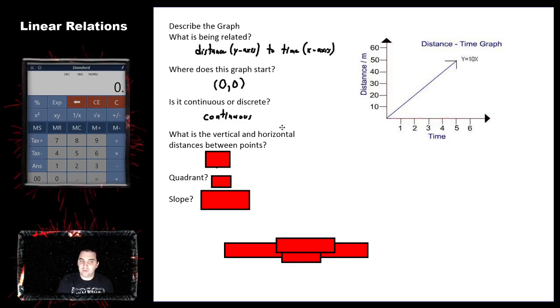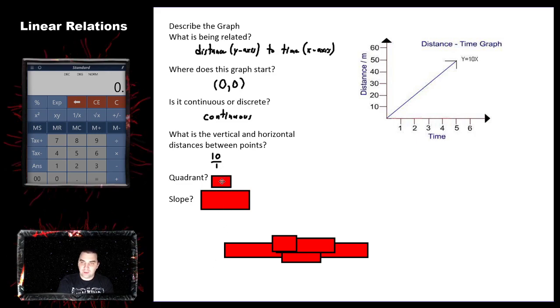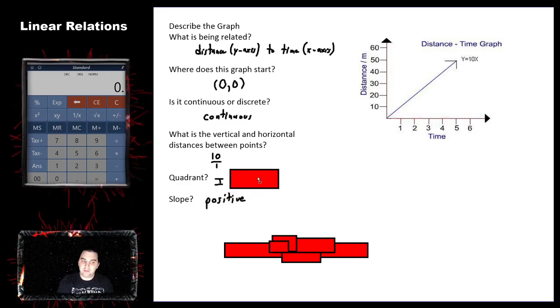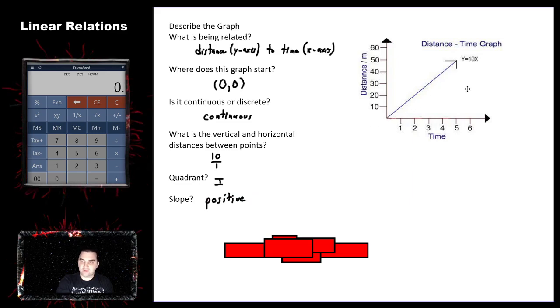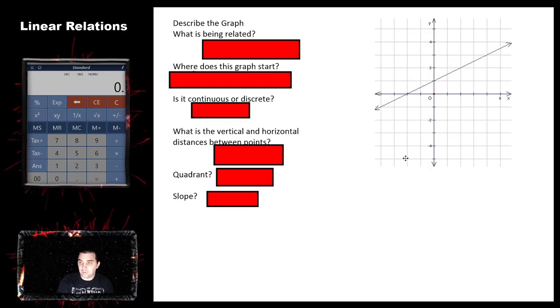What is the vertical and horizontal distances between points? So that one, you are trying to figure out how many steps up for every step right. Well, it looks like it starts at 0, 0, and then it looks like it goes to 10, 1. Okay, I could also test it here by putting in 1 for x. So that's 10y. So I have rise of 10, run of 1. It's all in quadrant 1. And the slope is positive. Positive 10, in fact. Pause the video. Try this one out.